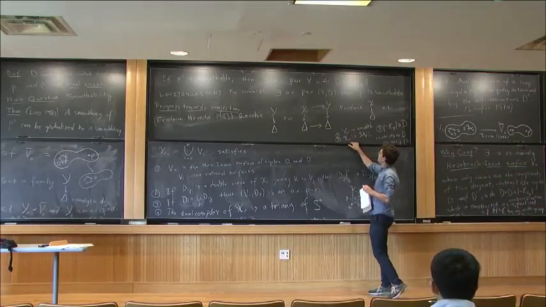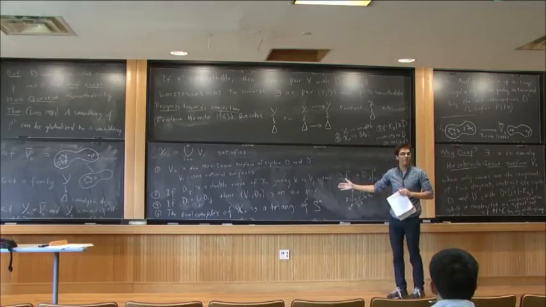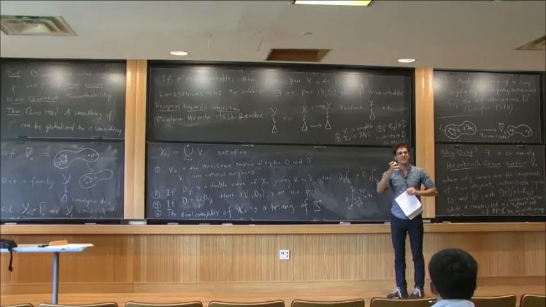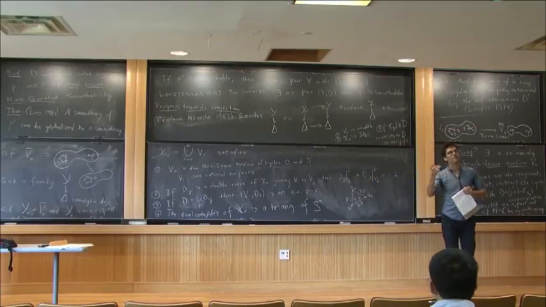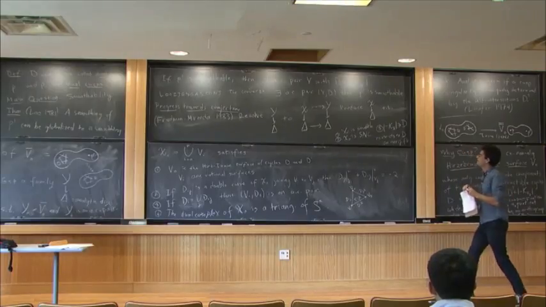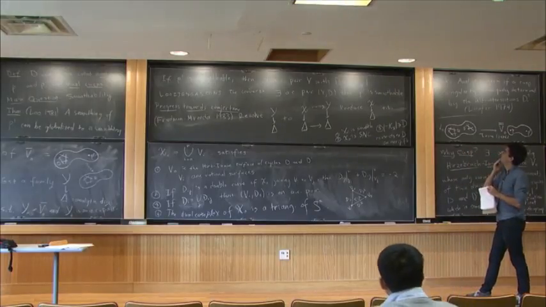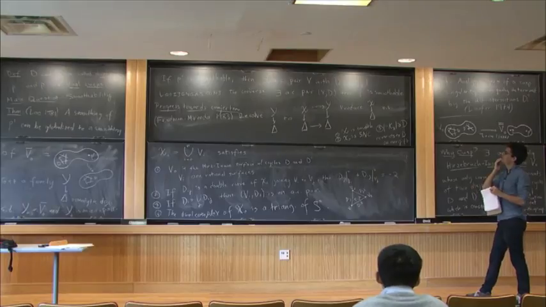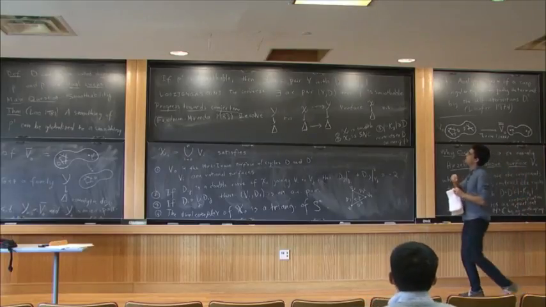I think something like this is generally going to be true if you have a simple normal crossings central fiber of a threefold with trivial canonical bundle. So long as... yeah, I think that's true.